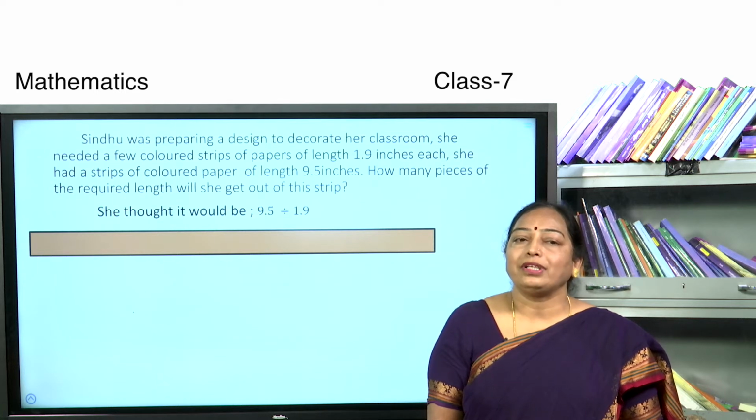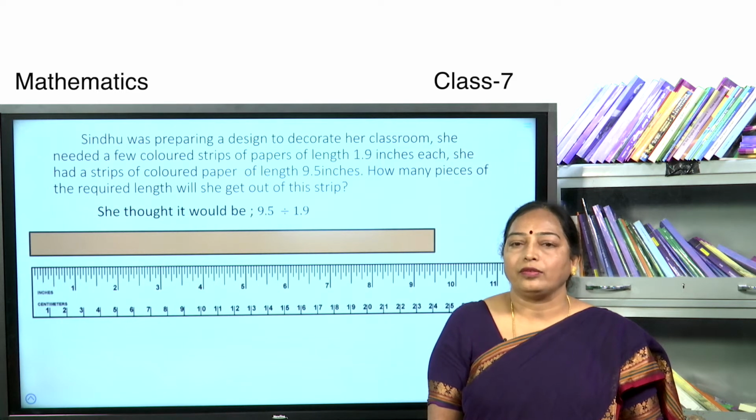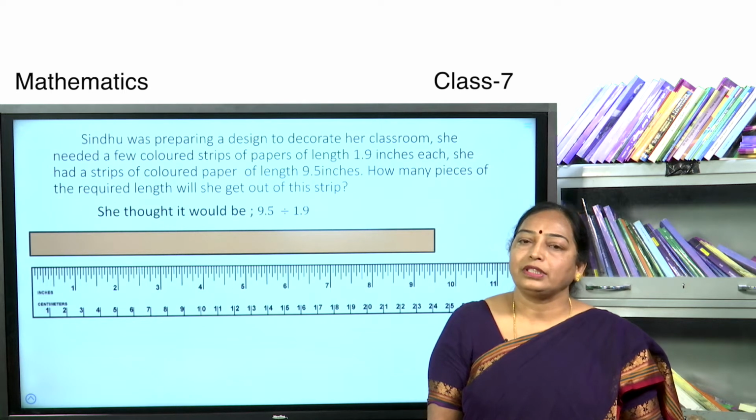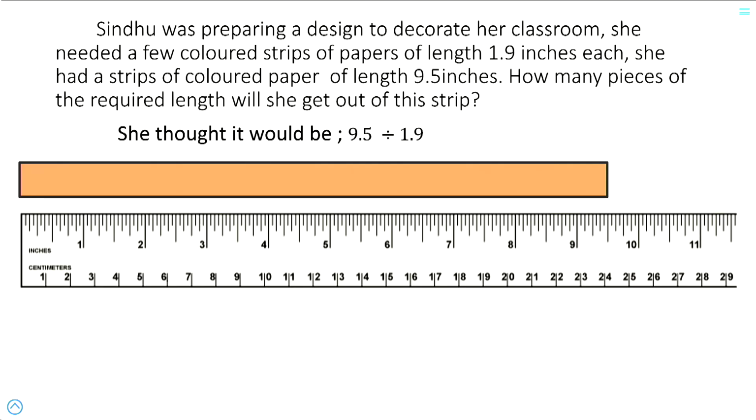The length of the given strip is 9.5. She measured the strip with the help of a scale. Using the scale, she needs to cut the strip into lengths of 1.9 each. How many strips will she get now? 1, 2, 3, 4, 5. The length of each strip is 1.9. Totally, she got 5 strips. 9.5 divided by 1.9 is 5.